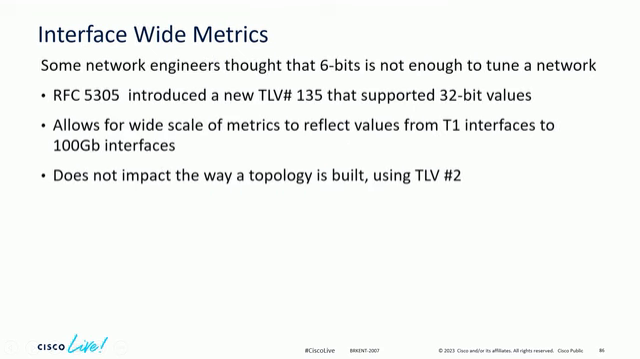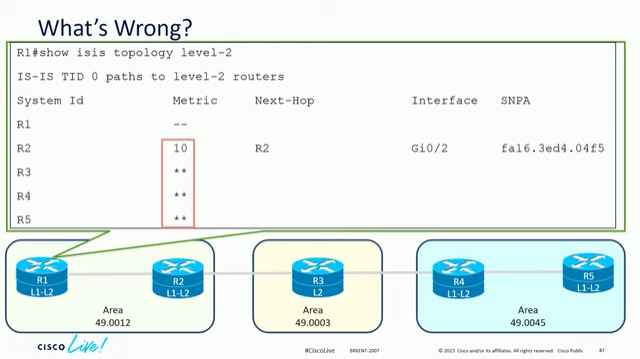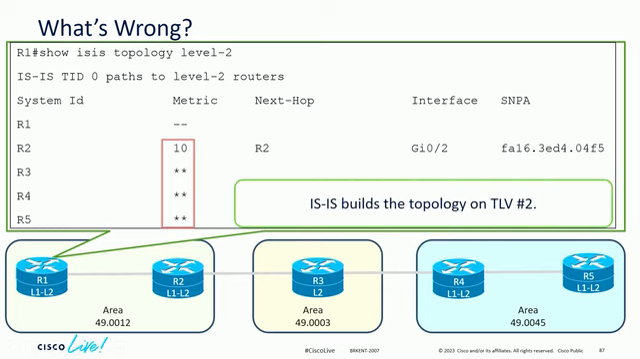So what they came up with was interface wide metrics. This now allows you 32-bit values, and it does not impact the way the topology is built. Topology is built on type 2. So this is the cross compatibility. Now you notice how the topology is present but the metrics are off. The reason for that is because the other routers are using a different type of metric than what you're using. So this is where you start to investigate, well, what are my metrics?